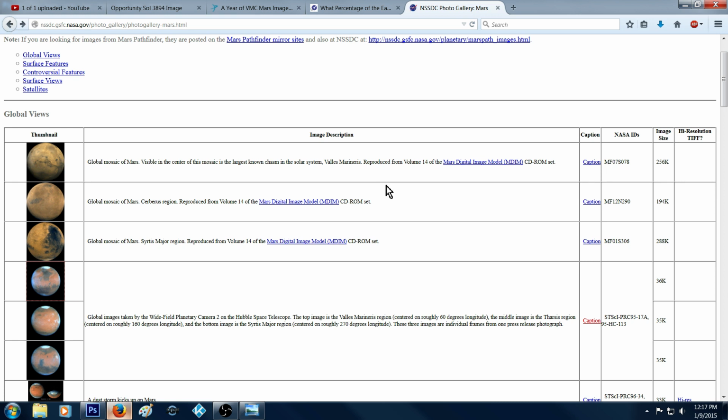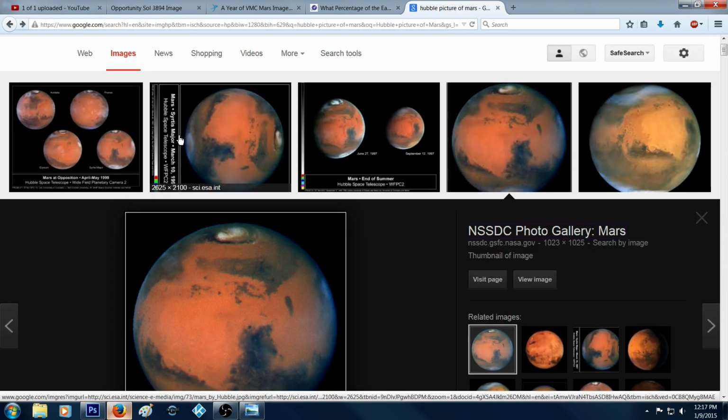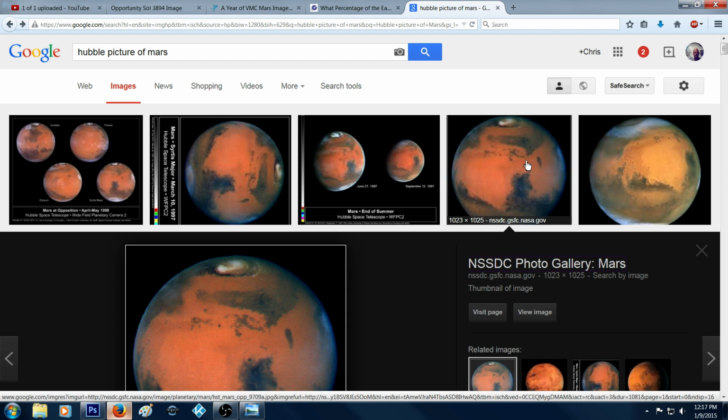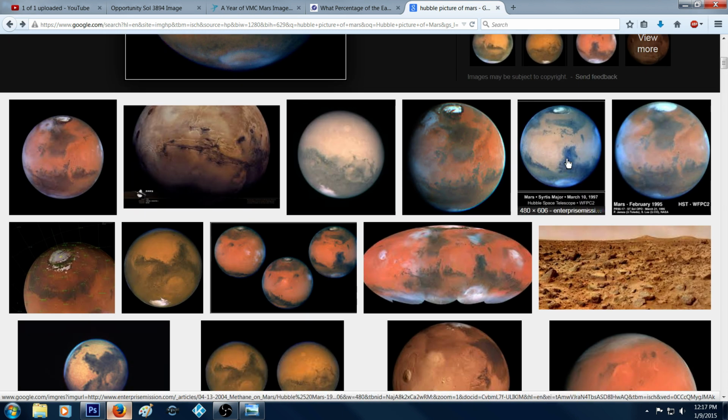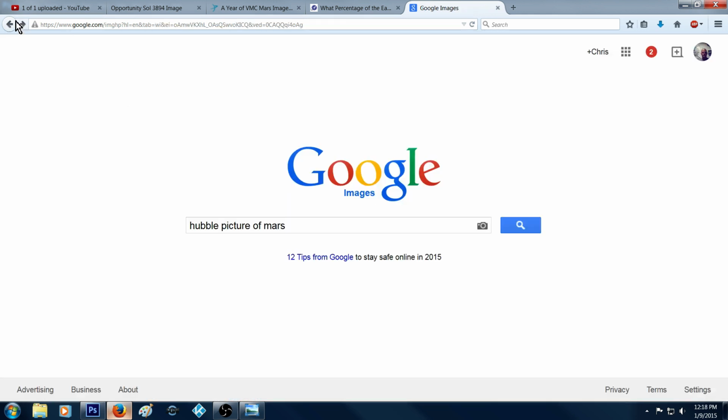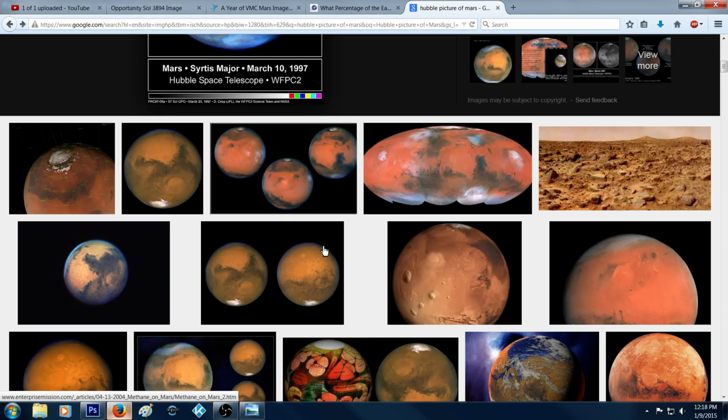And I'm going to do this for you guys. Let me just back out. Good. Hubble pictures of Mars. I mean, here you go. Pick one. Here's another. Mars, and this is telling you the region, the major actually, but it's that region, 1997 Hubble Space Telescope. Of course, this is the Enterprise mission. That's Hoagland's site.